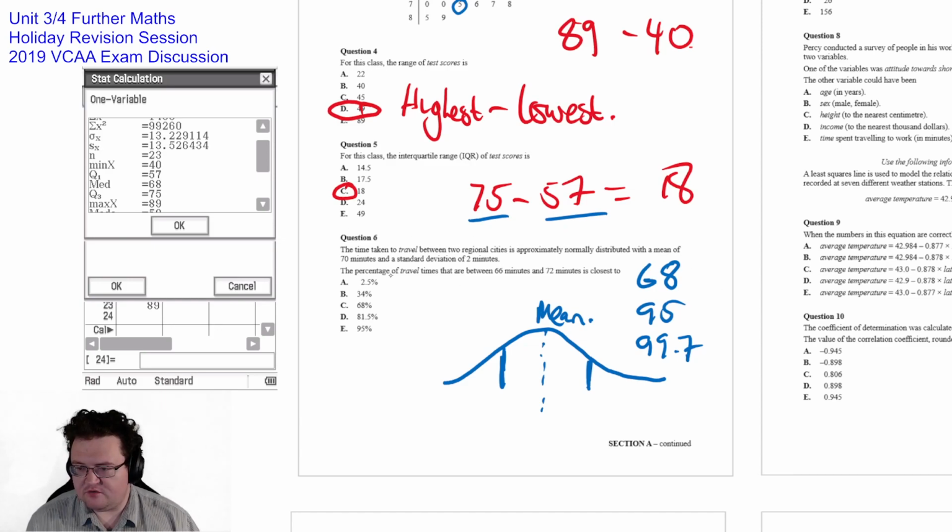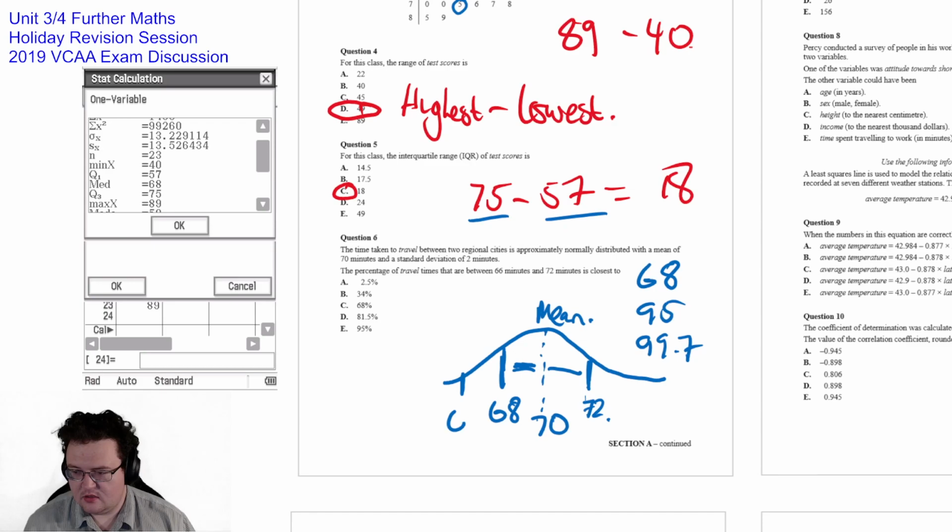Now, the percentage of travel times. So hang on, first things first. A mean of 70 and a standard deviation of 2. So mean of 70. If I say this is 1 standard deviation, I've gone down to 68. I've gone up to 72. But then, if I keep going to a second standard deviation, that's 66. And that is 74. Now, 1 standard deviation is 68. 2 standard deviations is 95.